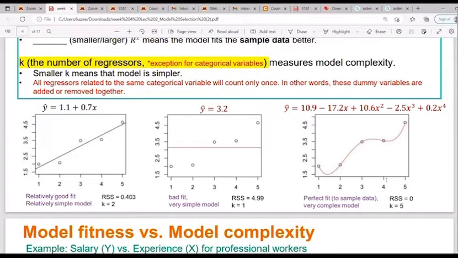Yeah. Okay, that's a very good question. We don't use K to determine the fitness of a model. K is only going to tell you the number of regressors or predictors. The only thing K shows is simplicity or complexity. K shows simplicity when the model has a smaller number of regressors, and it shows complexity when the number of regressors is huge. So K does not tell us how good a model is. What K tells us is that it measures model complexity. Does that make sense to you now?